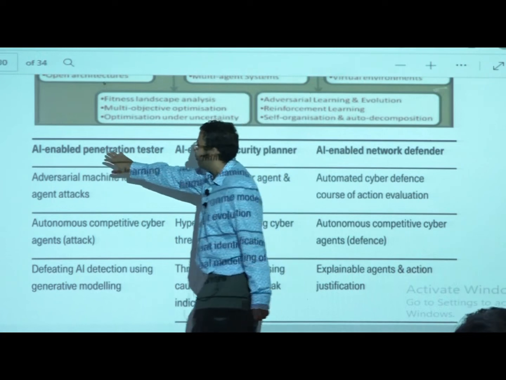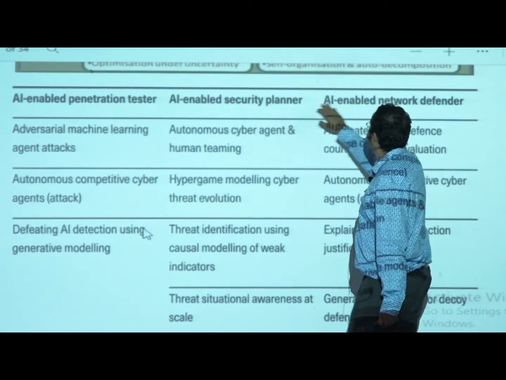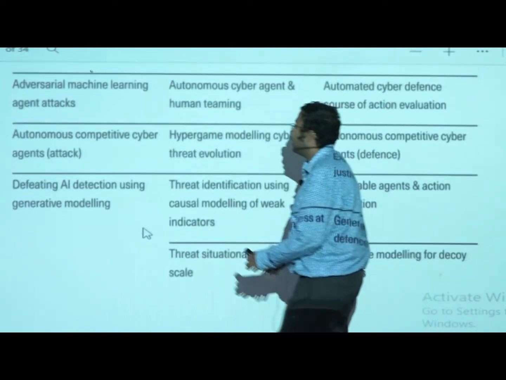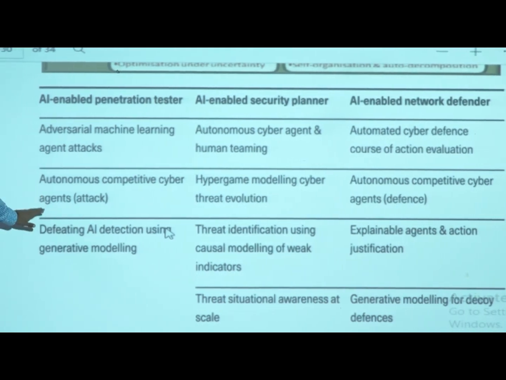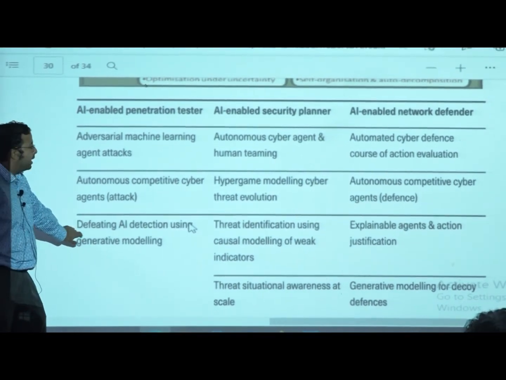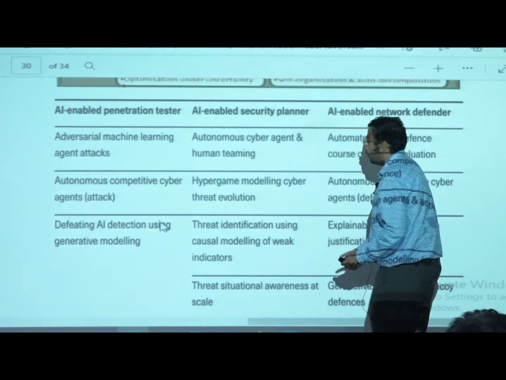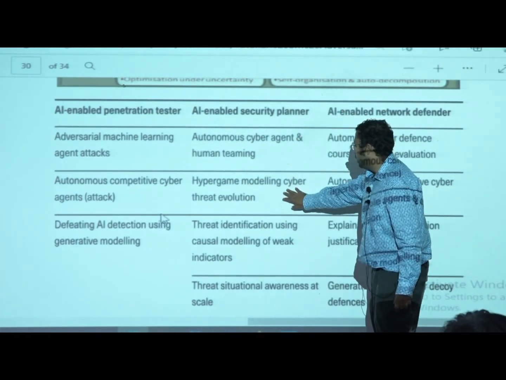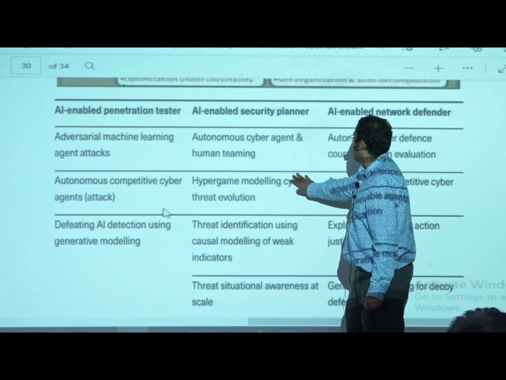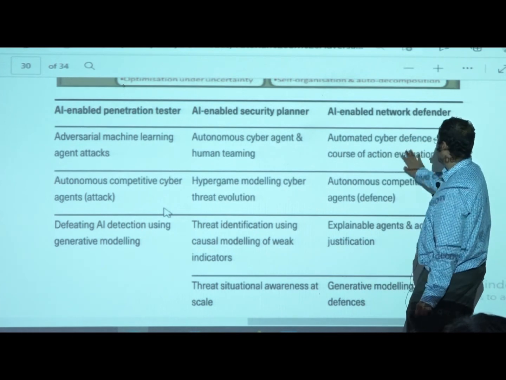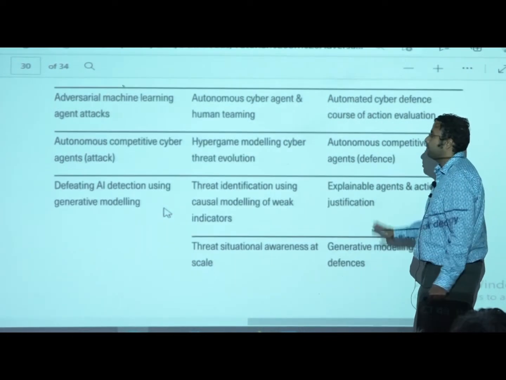And then you now have job roles such as AI enabled penetration tester, security planner, network defender, etc. All of them have to understand adversarial attacks, autonomous agents, defeating AI agents, and for that they have to do all this kind of modeling, combining human and machine data, such as threat identification, situational awareness, and threat evolution, autonomous learning, generative learning, etc. Right?